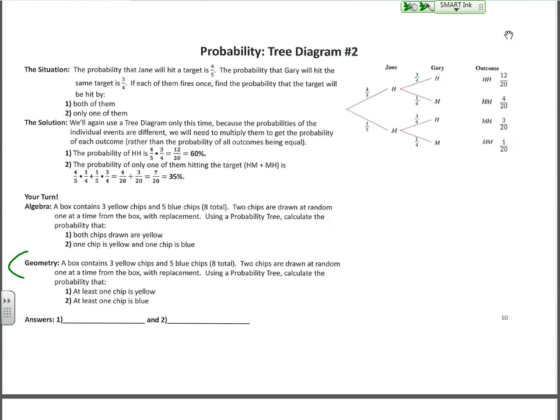Using a probability tree, calculate the probability that at least 1 chip is yellow and at least 1 chip is blue. Okay, so it doesn't matter which one you draw first, or if they're both yellow, for at least one's yellow. If they're both blue, for at least 1 chip is blue. So you can actually use the same probability tree as you wrote for algebra, but then you're just answering different questions with that.